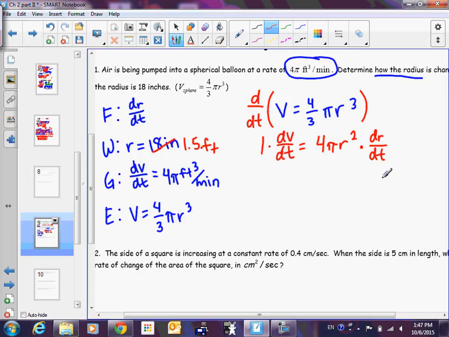Okay, so we differentiated. Now we get to plug in. All right, we know that dV over dt is 4 pi. So let's plug 4 pi in on the left. On the right, we got another 4 pi. We got an r squared, so I'm going to put in 1.5 squared. And dr over dt is what I'm actually looking for, so I'm going to rewrite it. Okay, now we got to solve for dr over dt. Algebraically, what do I need to do to get that thing by itself? Divide by 4 pi over 1.5 squared.